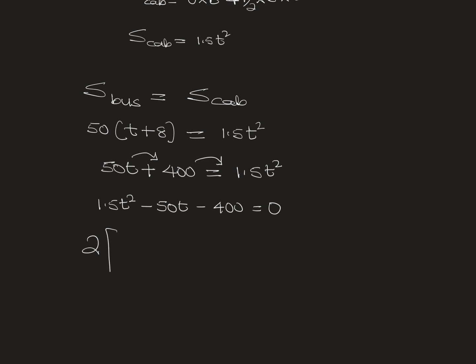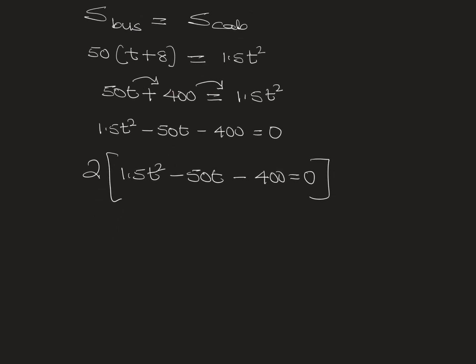So that will be 2 into 1.5 t squared minus 50t minus 400 is equal to 0. So 2 times 1.5 will be 3. That will be 3t squared minus 2 times 50 is 100, so that will be 100t, minus 2 times 400 is 800, is equal to 0. So this is the quadratic equation.